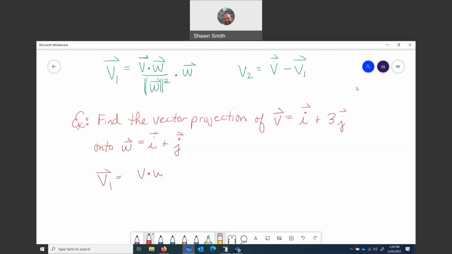So dot product over the magnitude of W, the one that's being projected onto, squared, times W. So V dotted with W, let's say 1 as a coefficient in front of that I, so it's 1. Same for W. So that's your A components, 1 times 1 plus B components multiplied, 3 times 1. That's your numerator.